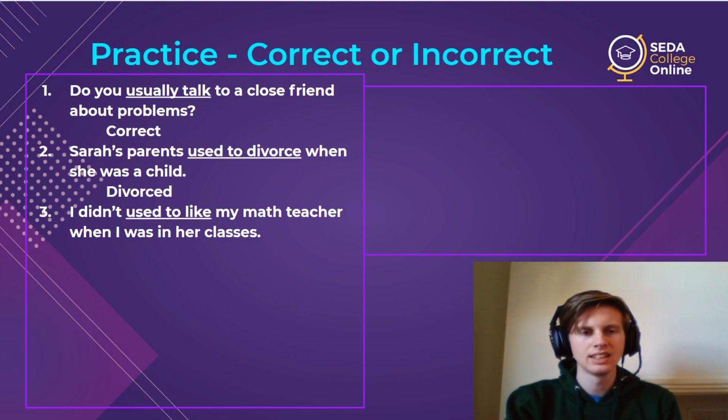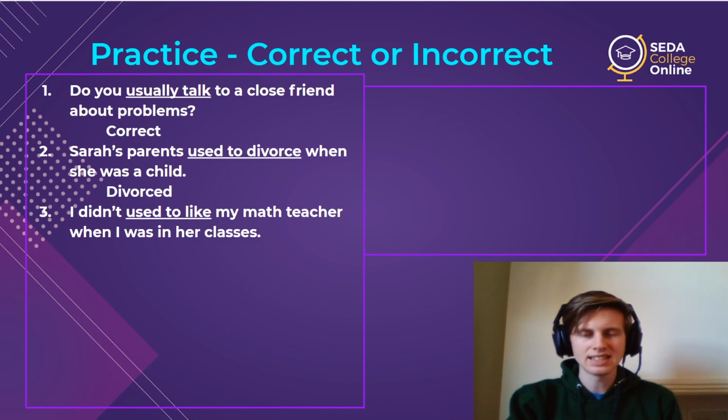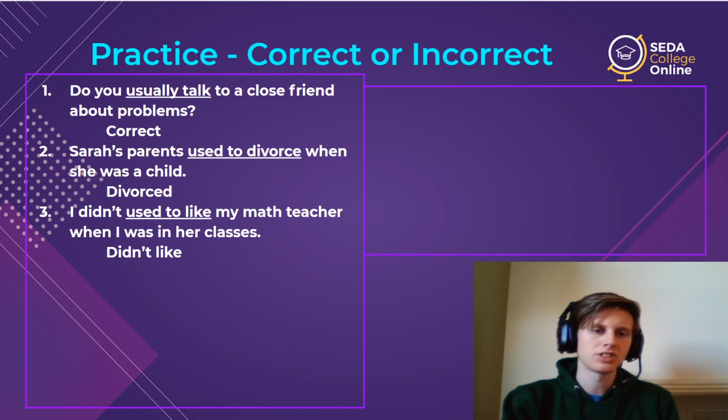What do you think? There might be some correct and some incorrect answers. This sentence is incorrect. It should be "didn't like." I didn't like my math teacher when I was in her class. And so, maybe say why. Why is this incorrect? Because in the past I didn't like her, and now I do.